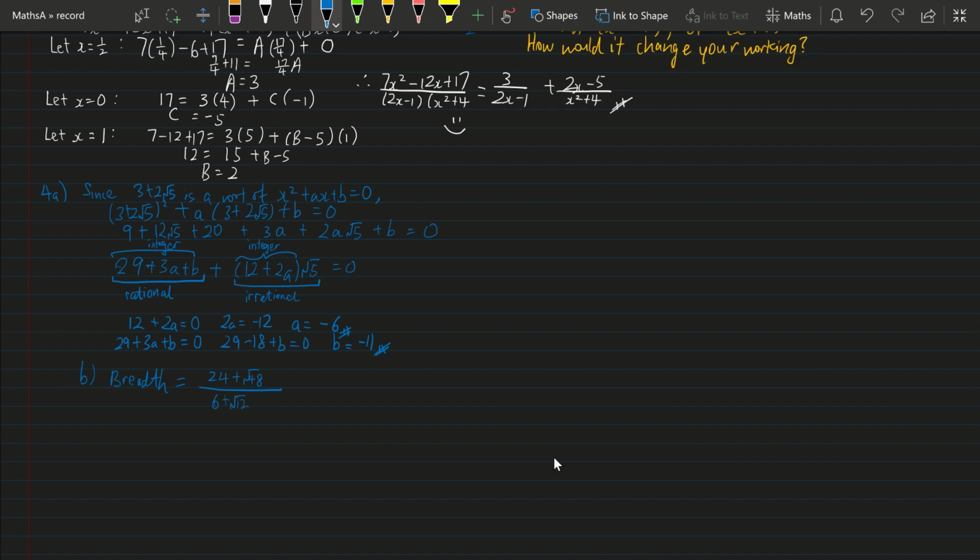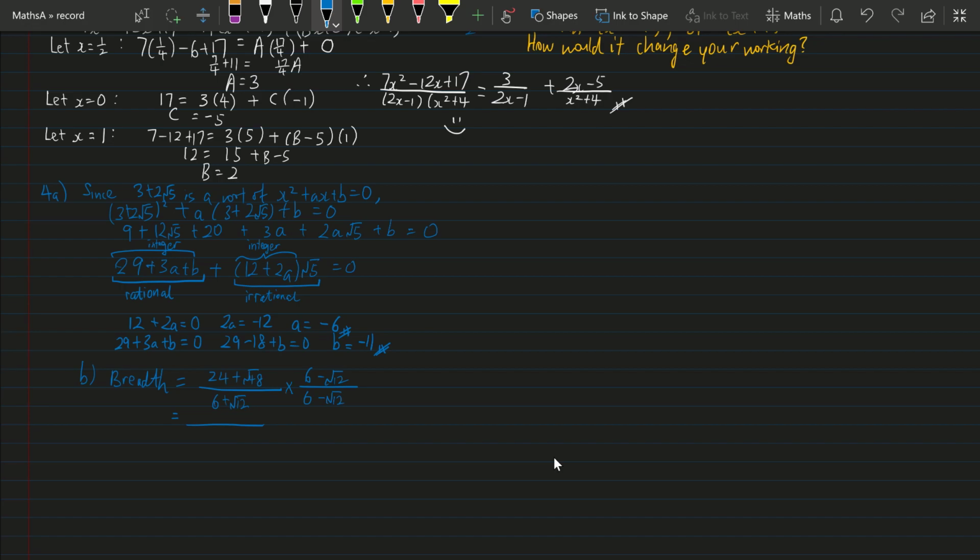Okay? So for me, I don't wish to simplify the surd here because I'm comfortable with the numbers. My first step is to rationalize this. Rationalize meaning you multiply by the conjugate of the denominator. So if you have 6 plus square root 12, we multiply by 6 minus square root 12 over 6 minus square root 12 so that we can make the denominator rational.